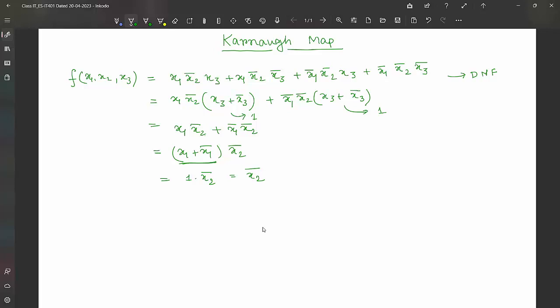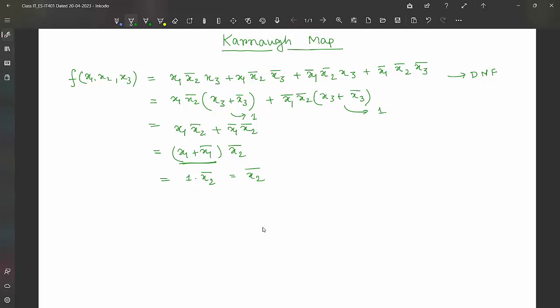Sir, explain once again. Which part should I explain again? Tell me. This one, sir. Look, from the first two parts we take x1 x2 bar common, so then what you will get is x3 plus x3 bar, and from the second two parts we take x1 bar and x2 bar common, that means you will get again x3 plus x3 bar.